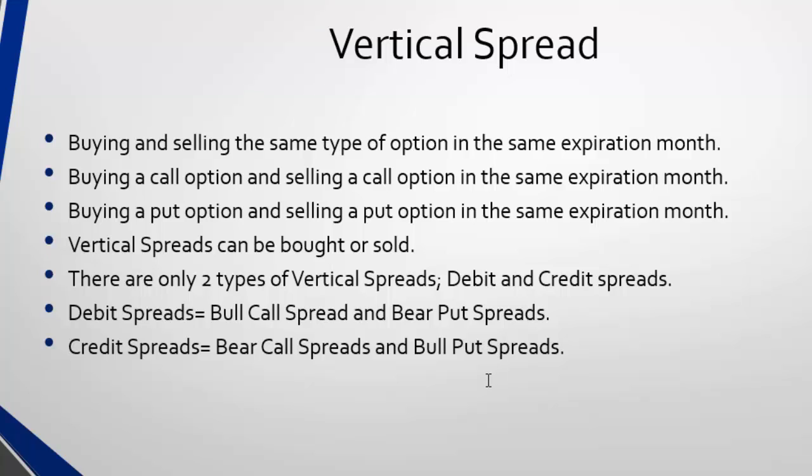But again, the main concept here that I want you to come away with is that there's only two types of vertical spreads: debit and credit spreads. And of those, there's two types of debit spreads, two types of credit spreads, and that's all there is to vertical spreads, as far as just understanding how they're constructed. So now let's go ahead and dive into the platform.